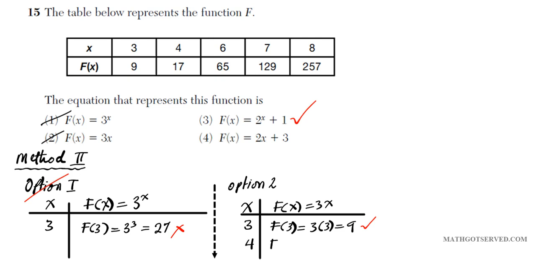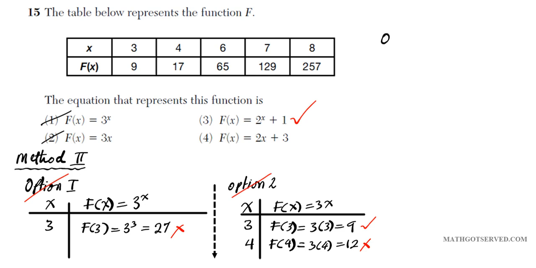F of 4 is what? 3 times 4, which is 12. Uh-oh, that's a problem. This is 17. Remember when we were looking at the table, we had this output which did not agree. So since we have a mismatch, option 2 is not the answer.